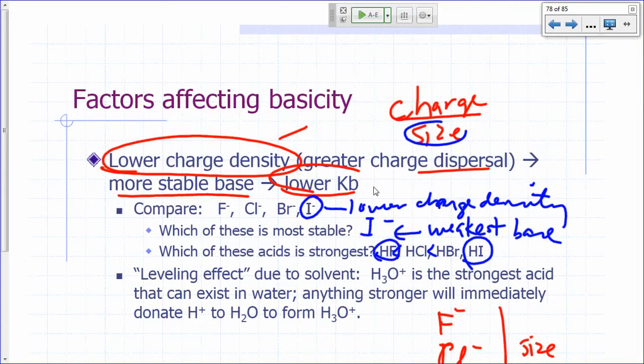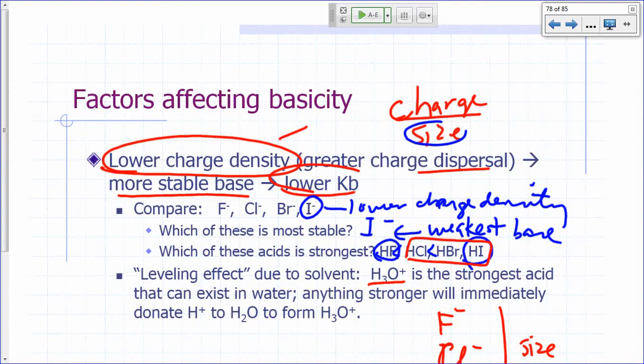In fact, what do we know about HCl, HBr, and HI? There are 3 of the 6 strong acids, right? 3 of the 6 known strong acids are HCl, HBr, and HI. Now, HI is stronger than HBr, but if you put them in water, it doesn't matter because all 3, HCl, HBr, and HI, are stronger than hydronium. Okay, so hydronium is the strongest acid that can exist in water.